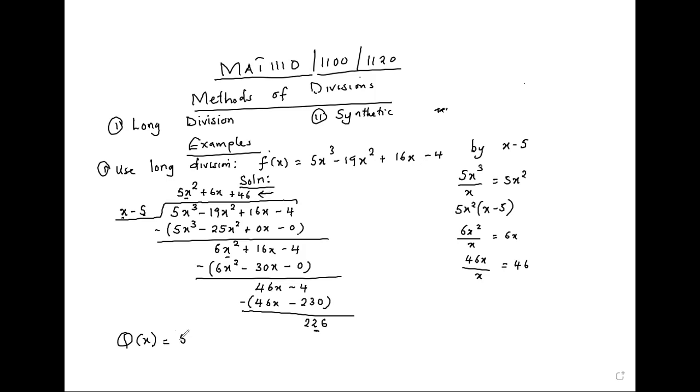So we have 5x squared plus 6x plus 46. What is the remainder? The remainder is also written as a function of x. Okay, so it is 226. That is the remainder. Should you be told how you must arrange your answer, then you will do so. But if they have not said to arrange your answer in a particular form, the only thing you do is to provide the quotient and the remainder.